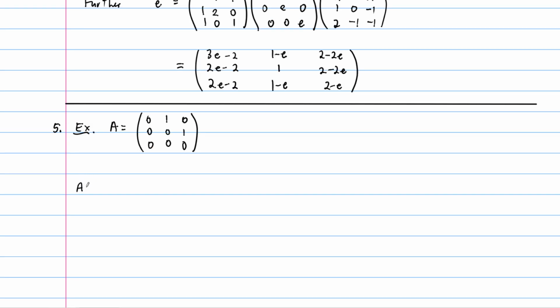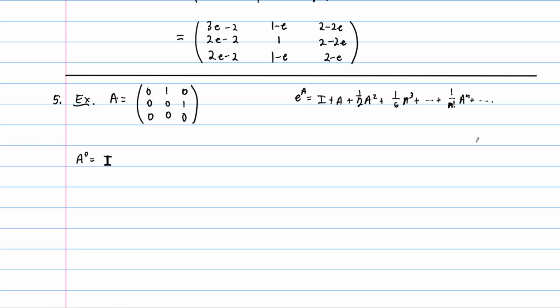We have our matrix A to the 0 power is going to be I. You can check, by the way, that this is not diagonalizable, but we're going to find out very quickly that it's not. But for the sake of this one, let's just use our definition. So e to the A is going to be I plus A plus 1/2 A squared plus 1/6 A cubed plus 1 over n factorial A to the n, etc. So this is what we're going to compute.